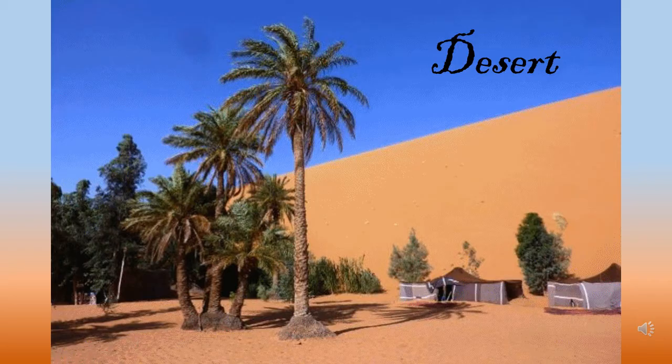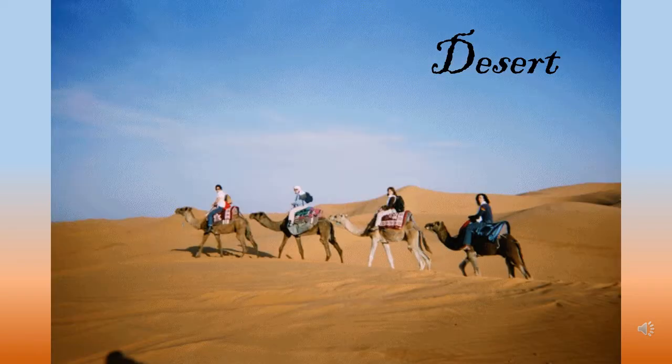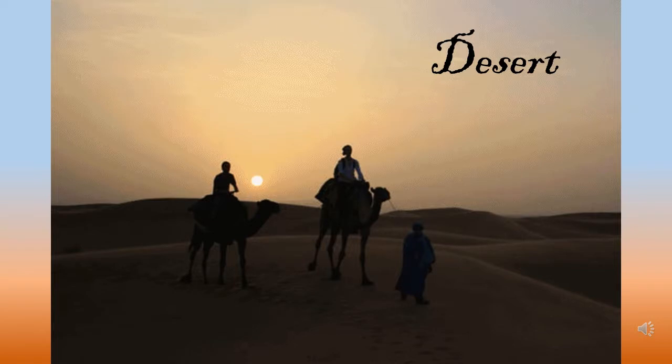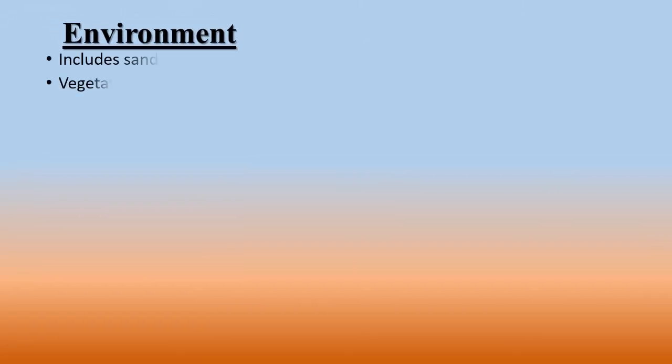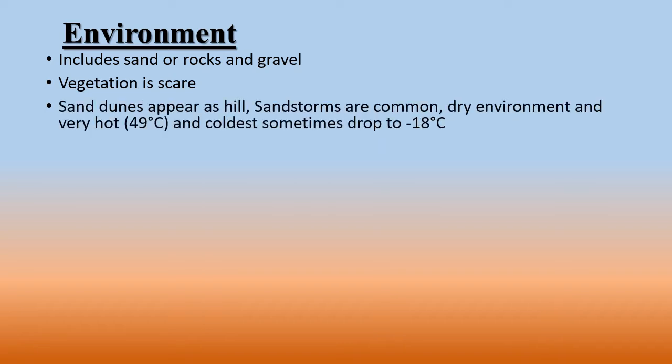Deserts. They are beautiful. The ship of the desert is the camel. Let's see about the environment. Environment includes sand or rocks and gravel. Vegetation is very poor. There are sand dunes which appear as hills, and sandstorms are very common. The environment is dry and very hot.